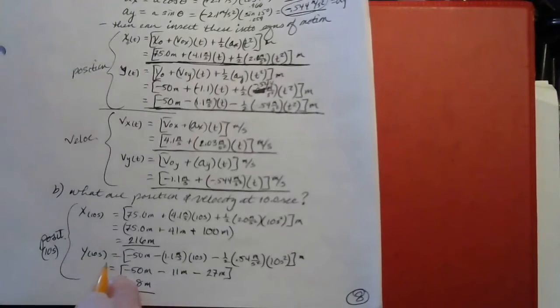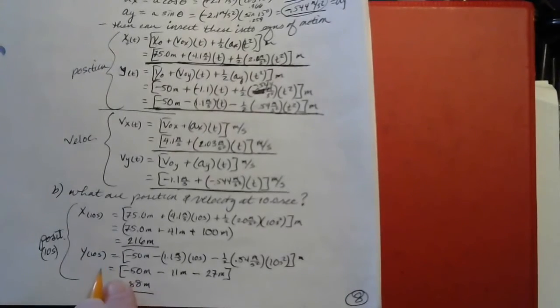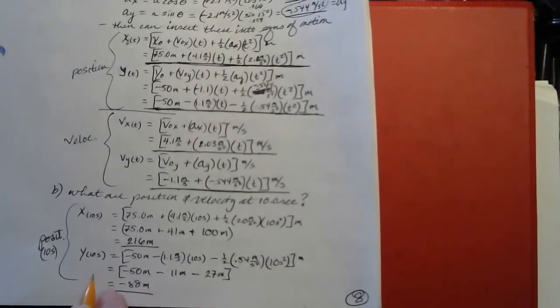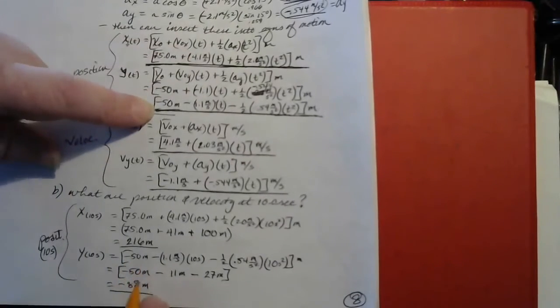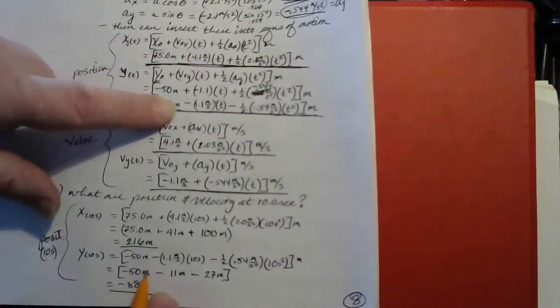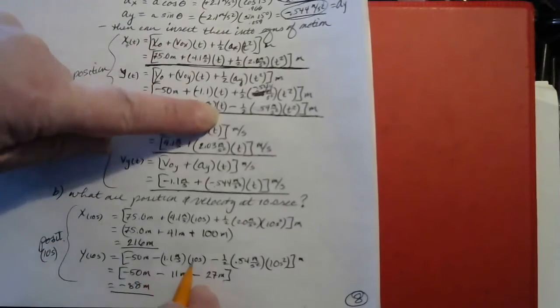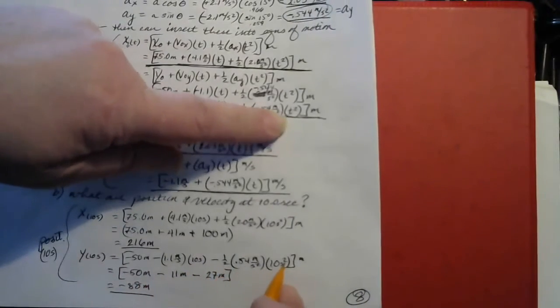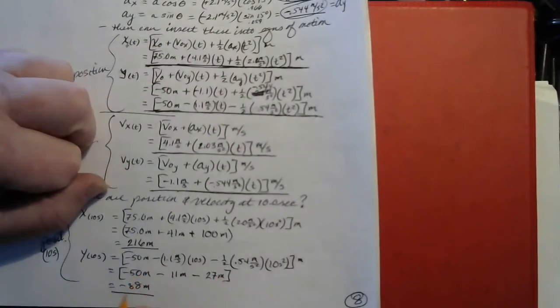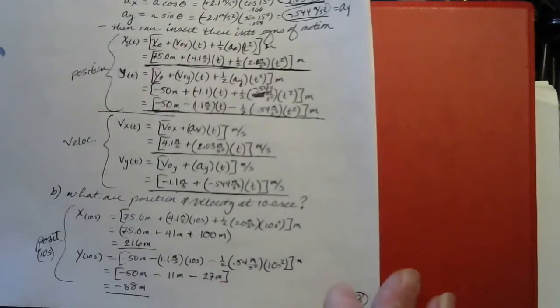And in the y direction, the distance that the skier is from the lodge is going to be given by this position here. Minus 50 meters minus 1.1 times time, which is 10, minus 1/2 0.54 times 10 squared. So that comes out to negative 88 meters.